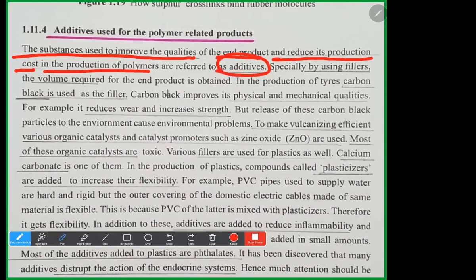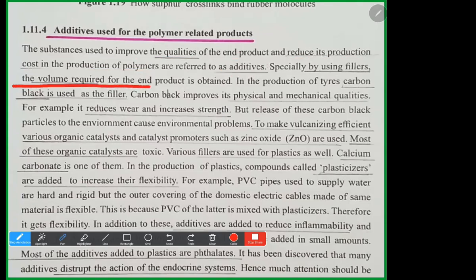They improve quality and also decrease the cost. Especially by using fillers, the volume required for the end product is obtained. Even the quality of the polymer improves, adding fillers to make it bigger or larger in good shape.